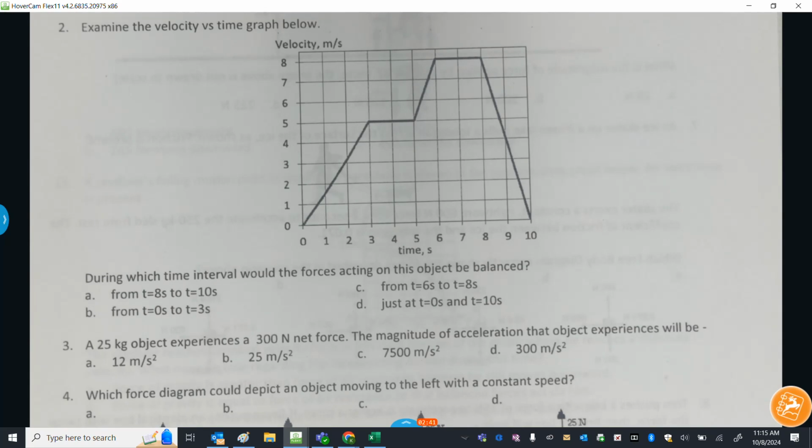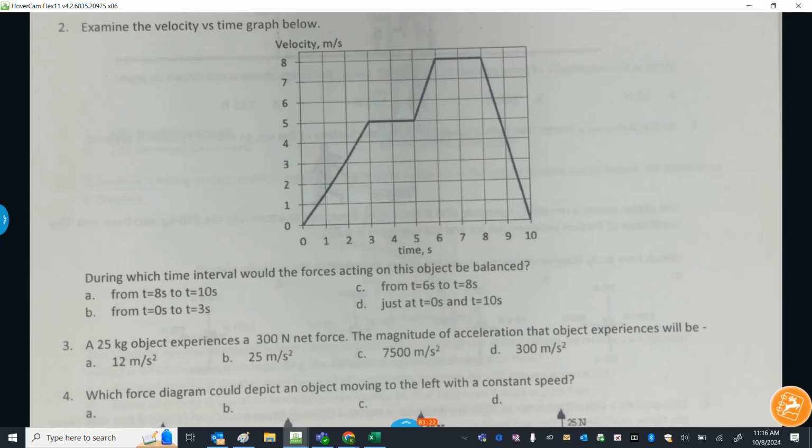So the options are from 8 to 10, from 0 to 3, from 6 to 8, or just at t equals 0 and t equals 10 seconds. So first things first, pay attention to what type of graph this is. This is a velocity time graph. And if we're looking for balanced forces, you also need to think about what that means about the object's velocity. Balanced forces, or a net force of 0, means that you have 0 acceleration. Again, 0 acceleration on a velocity time graph, that means you want a slope of 0 because the slope of your velocity time graph is your acceleration.